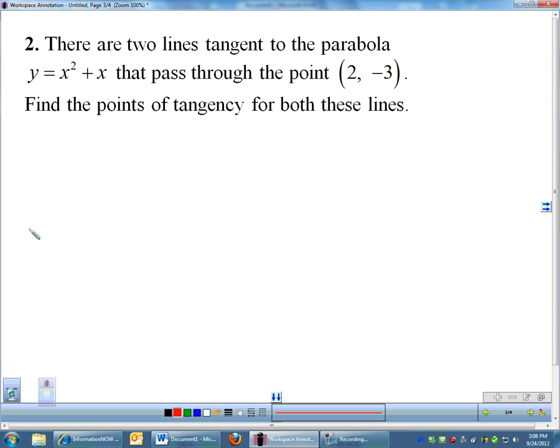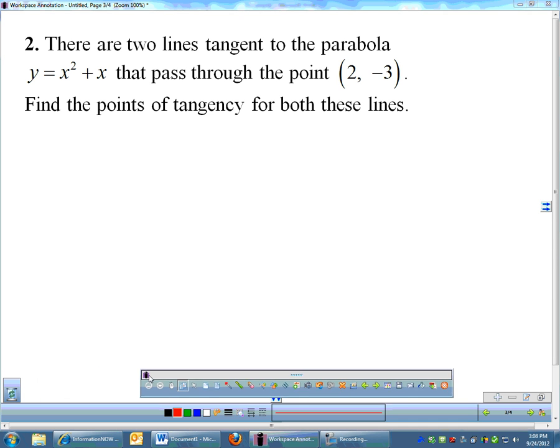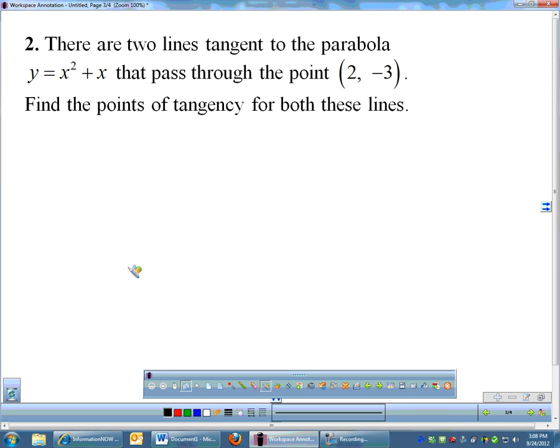Let's try another one. This problem right here, actually, probably should have done this one last, because this is one problem that people really struggle with. And what I've done is I've given you the equation of a parabola, y equals x squared plus x. Now I'm going to go ahead and sketch this graph. So I have x squared plus x, y-axis, x-axis.